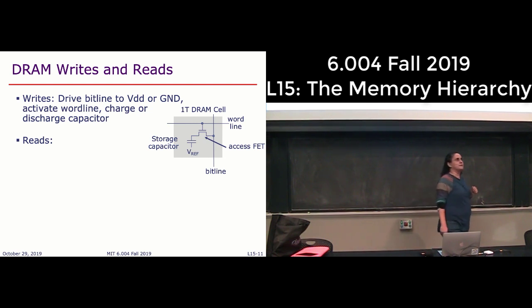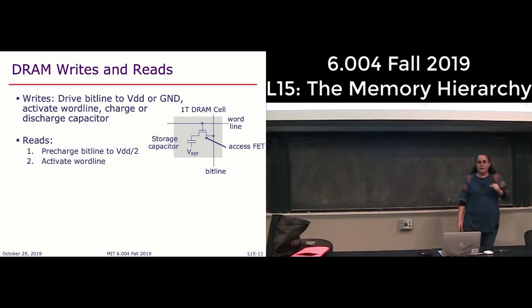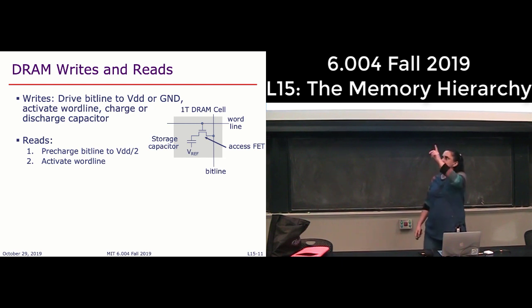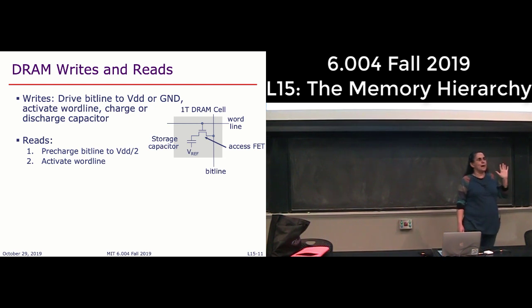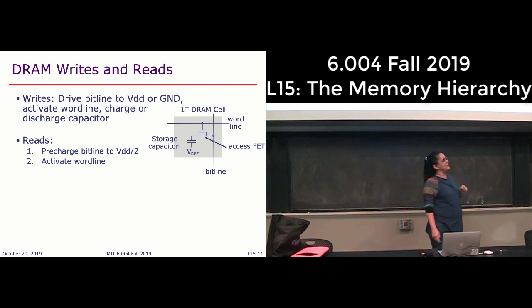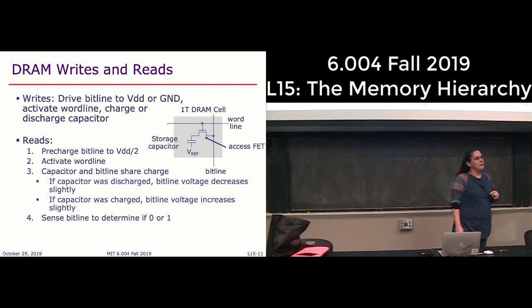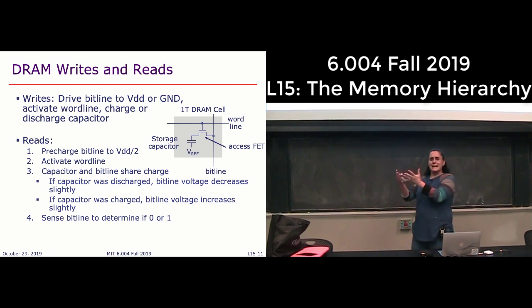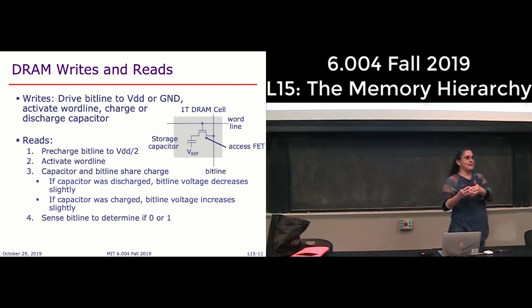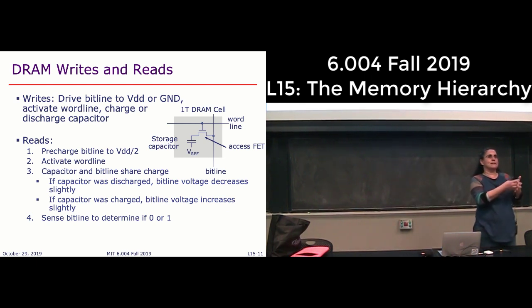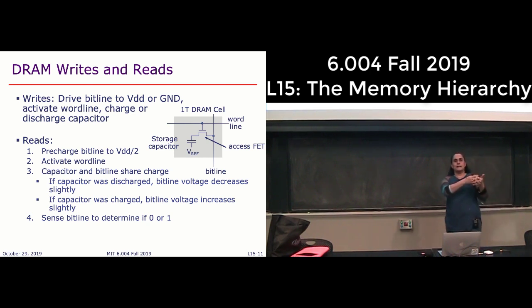All right, well, what about reading? So for reading, you're going to pre-charge this bit line to VDD over 2, and then I'm going to stop driving that value of VDD over 2, and I'm going to connect my access FET so that now my capacitor is connected to my bit line. And what's going to happen now is the following. I had this value of VDD over 2 on my bit line, but it's not being driven by anything. And then I had a capacitor which either had no charge on it, meaning it was representing a 0, or it had some charge on it.